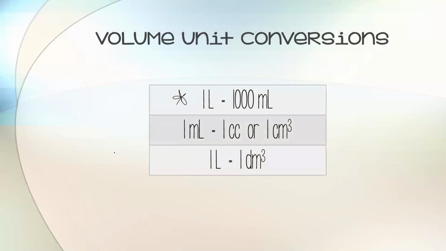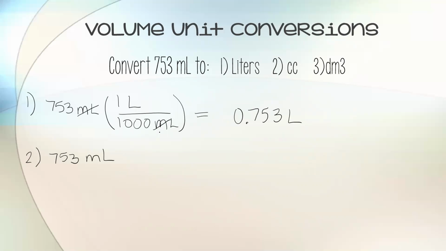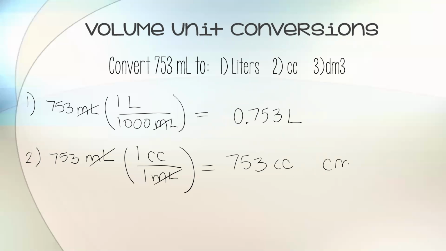So go back to your chart. Now you're going to be using this one: 1 milliliter equals 1 cubic centimeter. So I've got my milliliter on the top, or to start with. I'm going to cubic centimeters. 1 cubic centimeter is equal to 1 milliliter. So 753 times 1 divided by 1. My units cancel. I get 753 cubic centimeters, or you could use cm cubed, whichever. That was an easy one. You just have to know where to put the numbers.